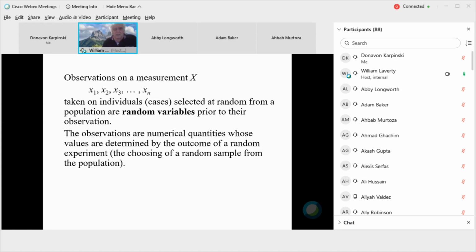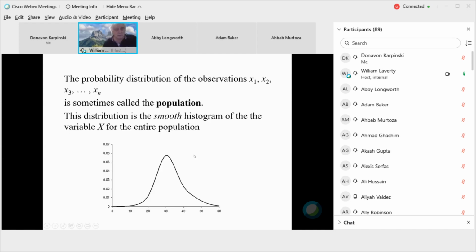Observations on measurement X are X1, X2, up to Xn. These are random variables. They come from a population, and the population will determine their distribution. The observations are numerical quantities determined by the outcome of a random experiment. The random experiment is choosing the random sample from the population. The probability distribution of the observations is the population. That's where the data is coming from.